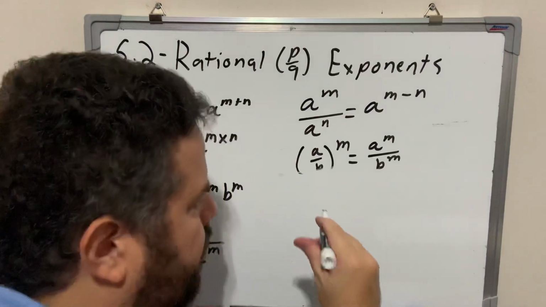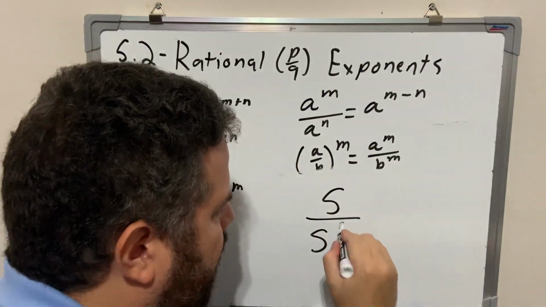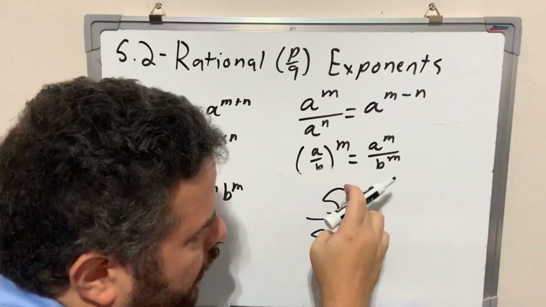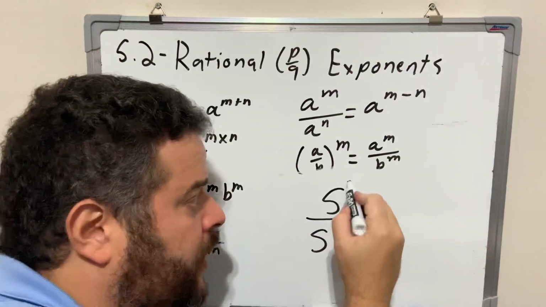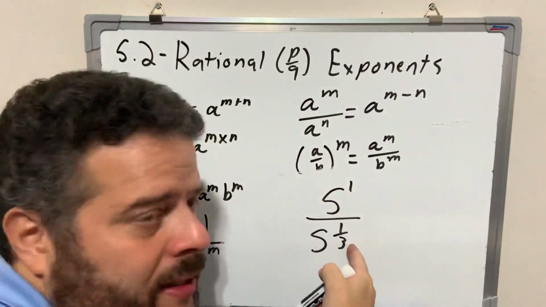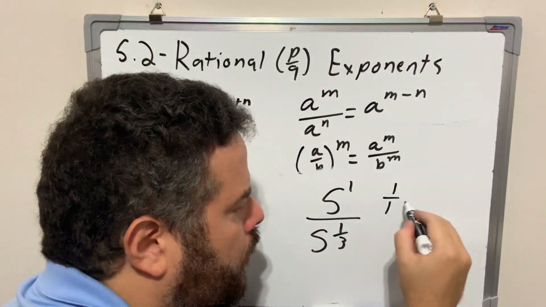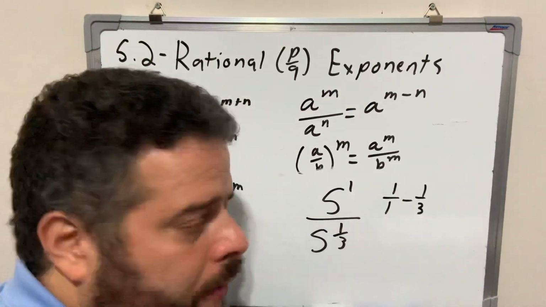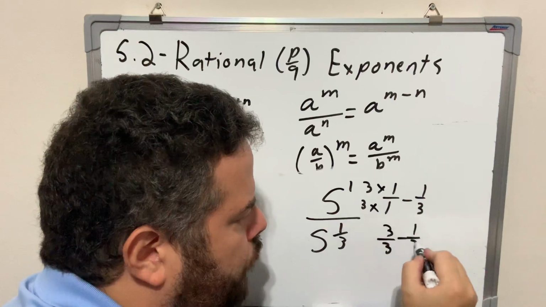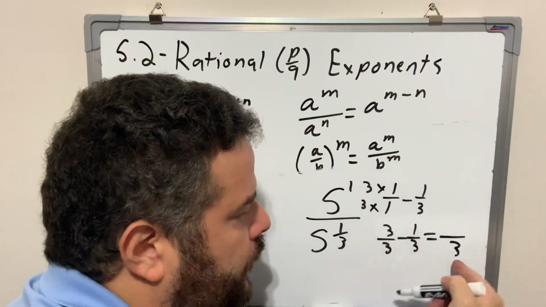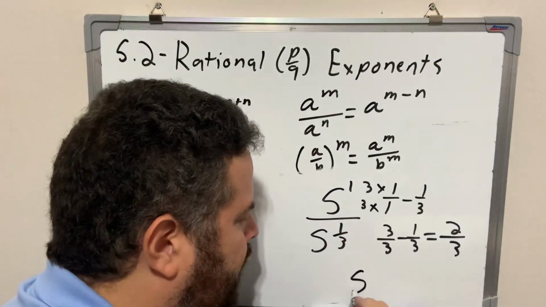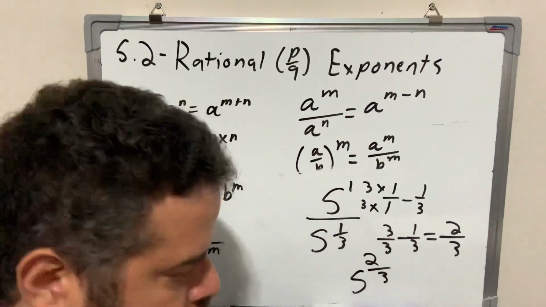Now let's do example D. 5 to the 1 over 5 to the 1/3. Okay. Same base. The exponent here, when you don't see a number, remember it's 1. Since it's a division of numbers of the same base, you subtract the exponents. 1 minus 1/3, multiplied by 3, multiplied by 3. I'm left with 3 over 3 minus 1/3. Same denominator, doesn't change. Operations with the numerators, 2/3. So this will be the exact same thing as 5 to the 2/3.